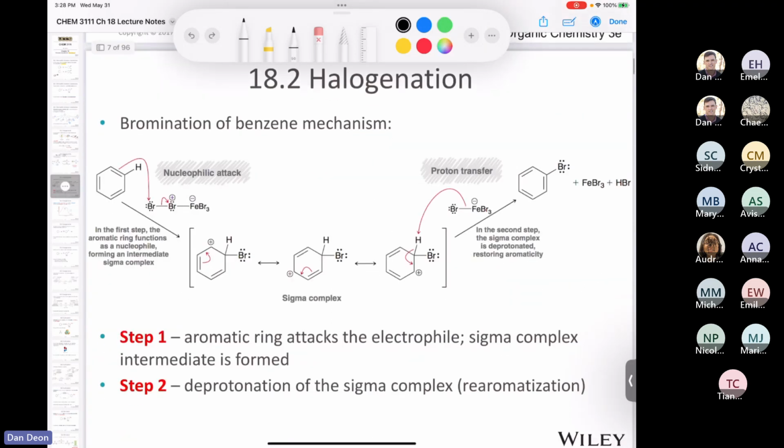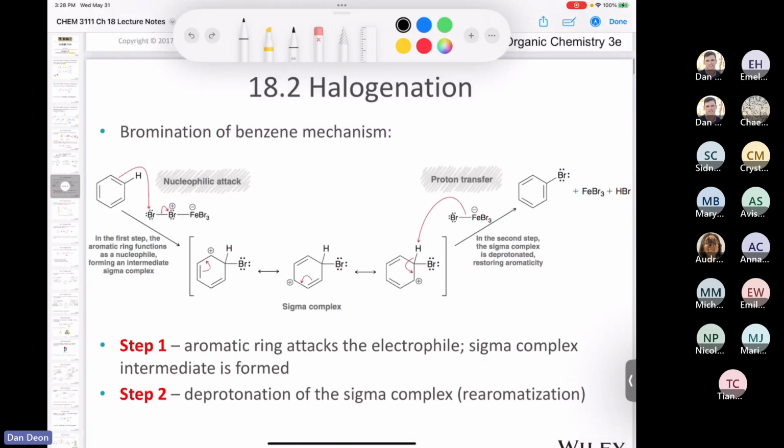So let's take a look here. Here's the mechanism of the bromination of benzene. I'm going to put one of my stars on here because you do need to know this reaction, the bromination reaction. So let's take a look here. Step number 1, we get a nucleophilic attack from the pi electrons on our aromatic ring onto the bromine, the most electrophilic bromine in our bromine iron 3 bromide complex.